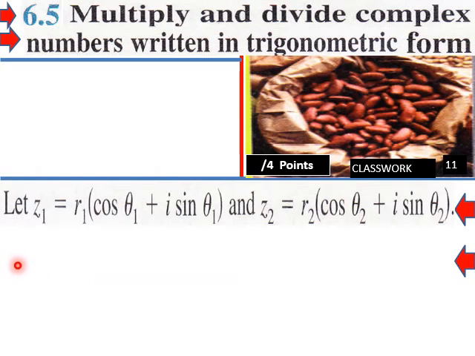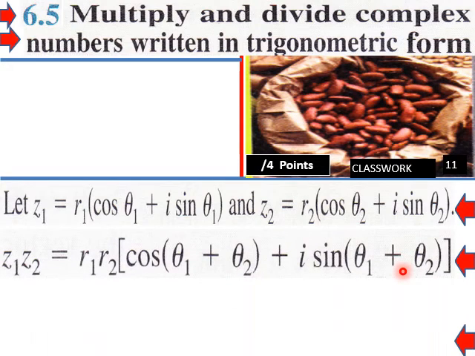And then here's our multiplication. z1 multiplied by z2 equals r1 r2, and then we're going to combine like terms: cosine of theta 1 plus theta 2 plus i sine of theta 1 plus theta 2. And then when we divide, as a quotient r1 over r2, these change to subtraction signs in this situation. And of course z2 cannot equal 0.